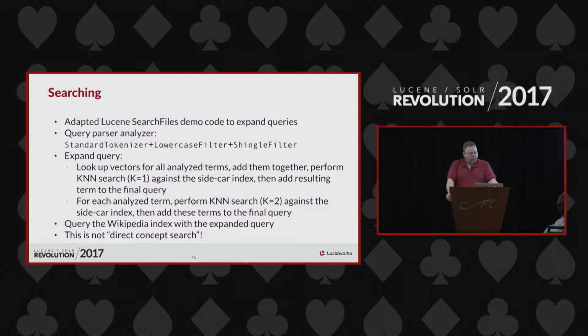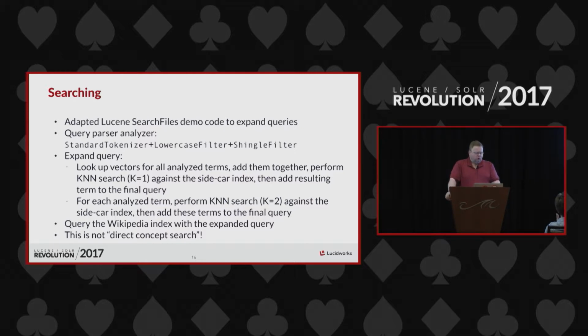Then I expanded the query by looking up vectors for each analyzed term, adding those vectors together to produce one, and then doing a k-nearest neighbor search with k equal to 1 against this sidecar index and adding the resulting term to the final query. So this essentially takes all terms from the query and attempts to find the most related term to those terms in combination.